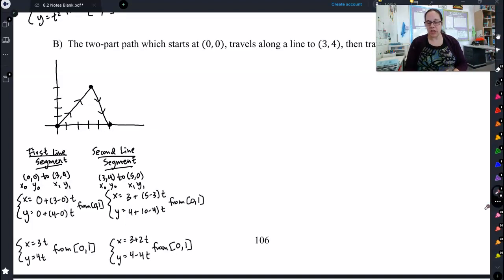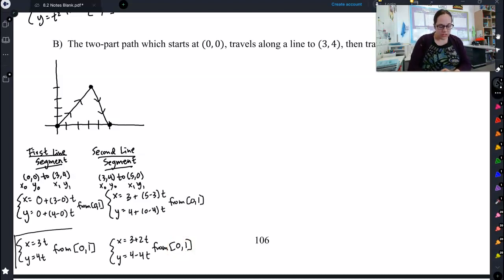Here's what I got. You can check your work against mine. First line segment, I got x equals 3t, y equals 4t from 0 to 1. Second line segment, I got x equals 3 plus 2t, y equals 4 minus 4t, also from 0 to 1, because those are just how the rules work. So this first line segment is perfectly fine. That is our answer, that works.